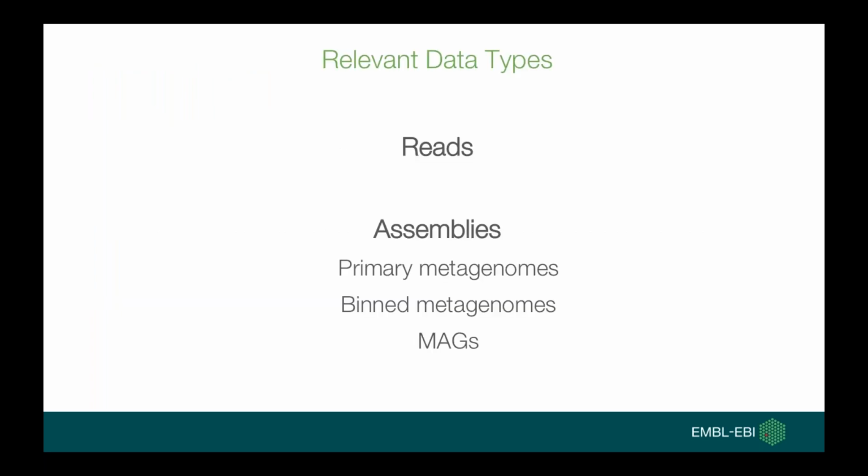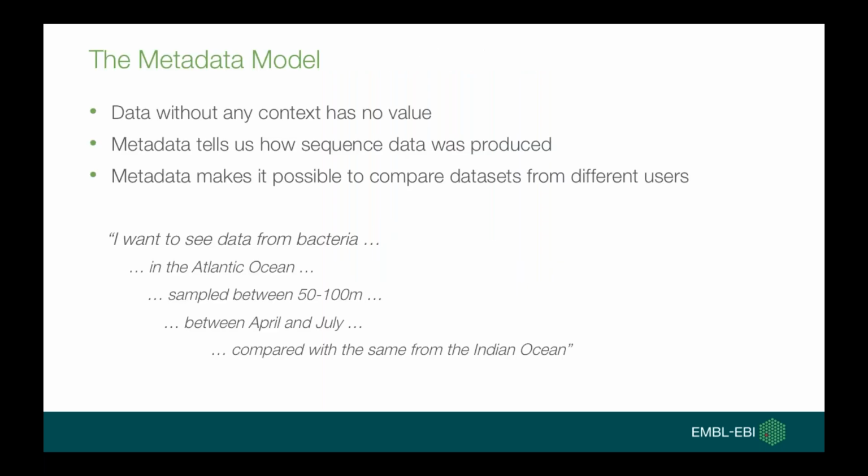So just to recap those then, the relevant data types that you need to be thinking about if you're submitting a metagenomic study include reads, the raw output of sequencing machines, and assemblies, which include primary metagenomes, binned metagenomes, and MAGs. You may not be submitting all of these things, but it's important to be aware of them and to be aware of the possibility when you come to do your submission. So that covers the different types of data.